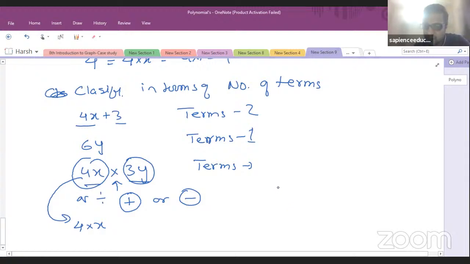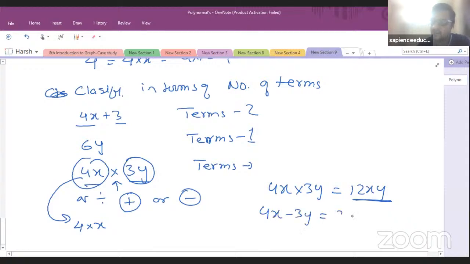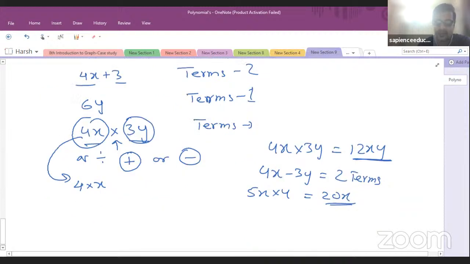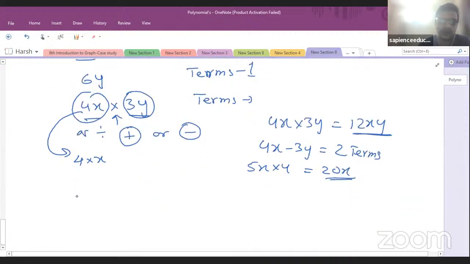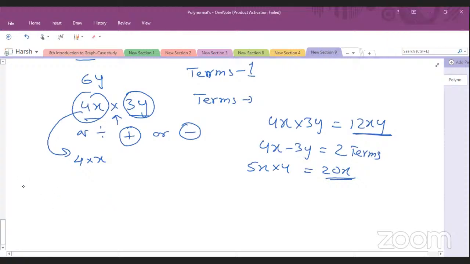So if I write 4x into 3y, which is 4 times 3 is 12xy, which is one term. If I had written 4x minus 3y, then it is 2 terms. If I had written 5x into 4, this is 20x, which is one term. A term can be differentiated by plus or minus, not with multiply and divide. Okay? Yes, sir.